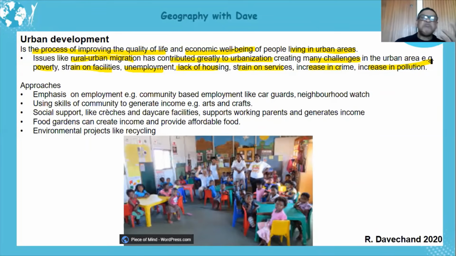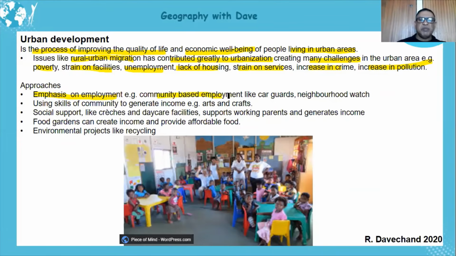And we can use simple things to improve the living conditions in your urban development areas, or we can create development strategies. Okay, so look at some of the approaches. Emphasis on employment, okay, to alleviate this poverty, get more people employed. But we can look in the community to get employment, to create our own employment. You know, we don't need government all the time coming on this. We can sit up. We're not going to be armchair critics. Do things. Get people involved.